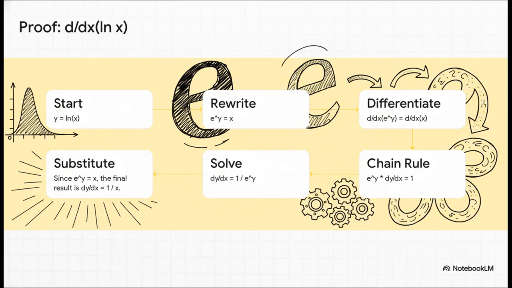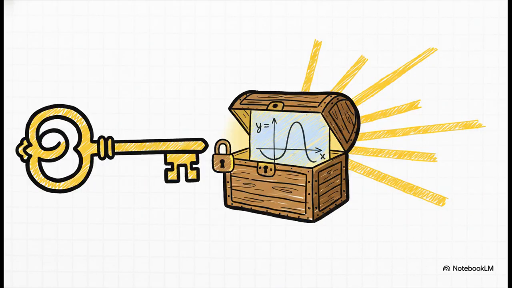Now we differentiate both sides. On the left, we use the chain rule, which gives us e to the y times dy/dx. On the right, the derivative of x is just 1. Then we just solve for dy/dx and substitute back, and what we're left with is another just beautiful, simple answer. There you have it. The derivative of the natural log of x is simply 1 over x. That's it. Another incredibly elegant rule, and it all came from our hunt for that magic number, e.